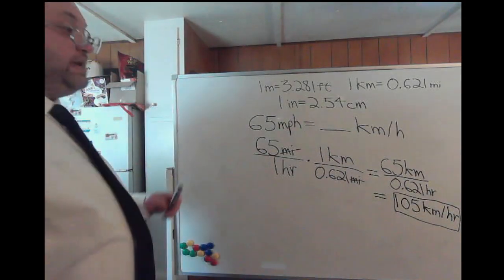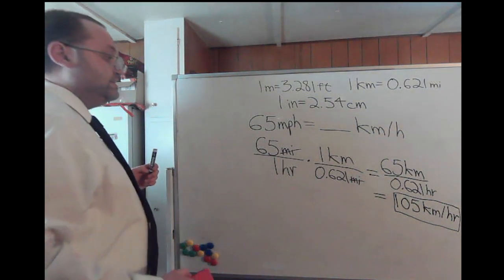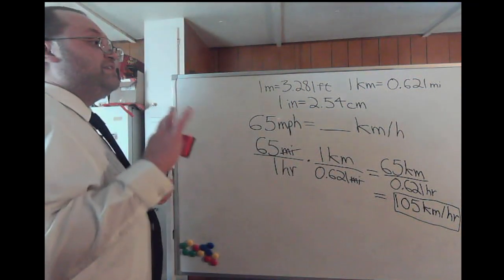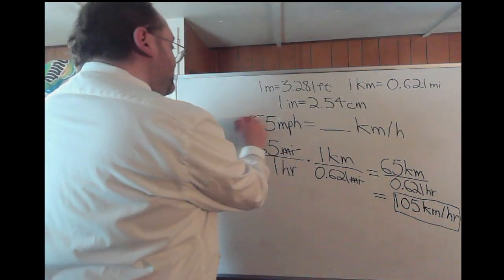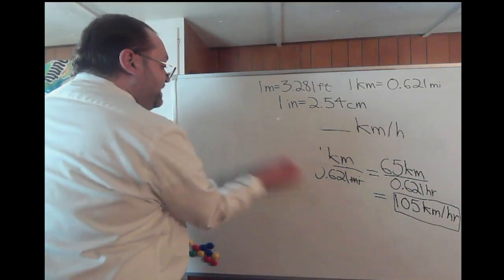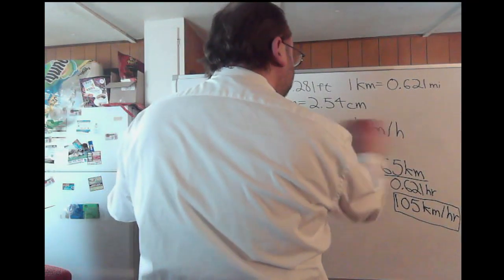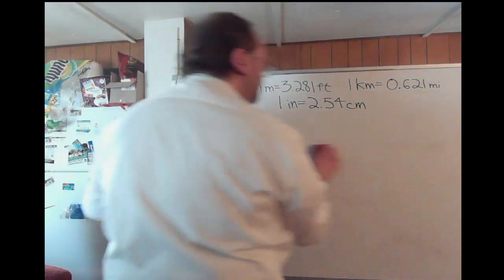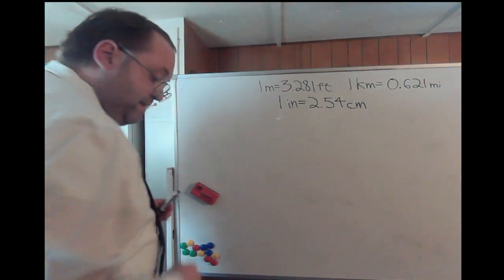So that's how you would know what the speed limit is. It doesn't mean 105 miles per hour, it means 105 kilometers per hour. You definitely don't want to get yourself a speeding ticket. Big difference between kilometers per hour and miles per hour. Okay.